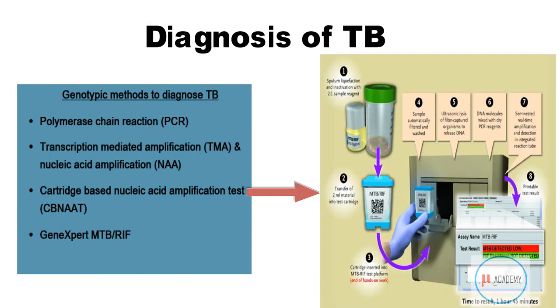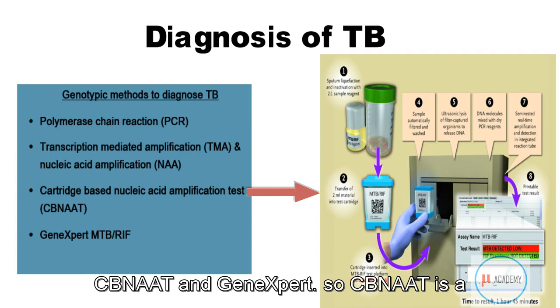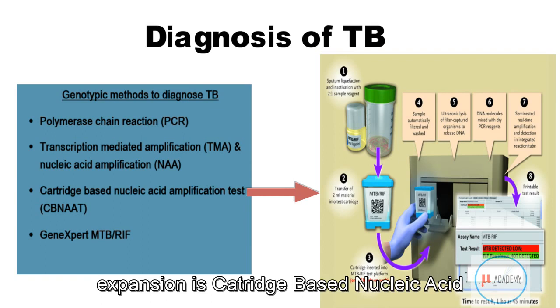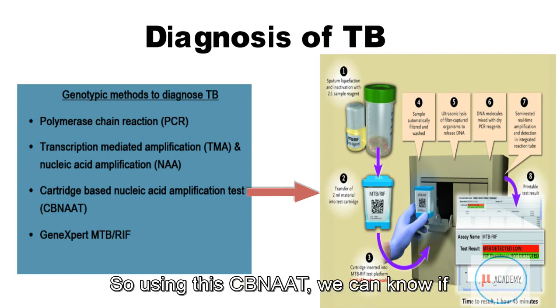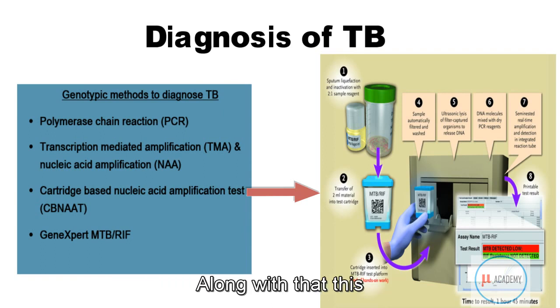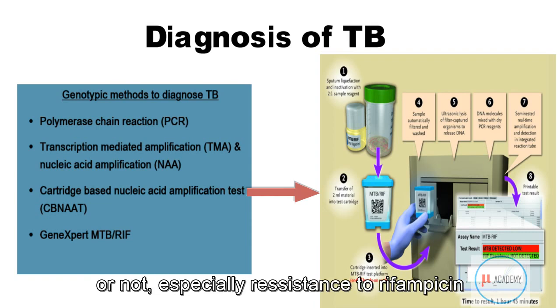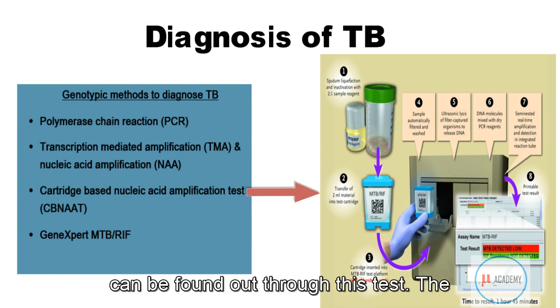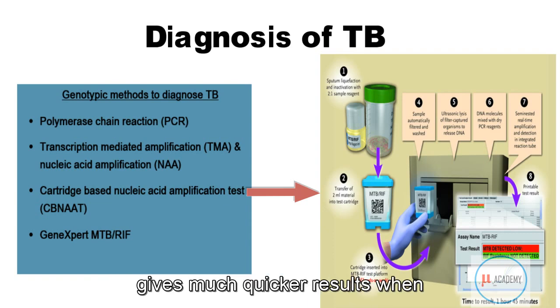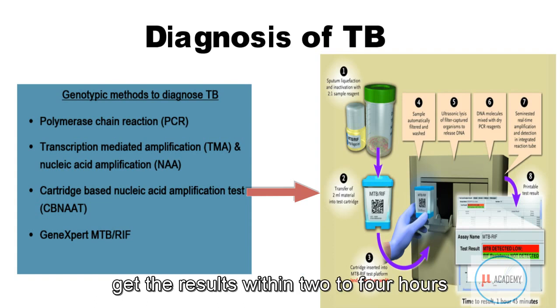CBNAAT is a second generation PCR method to diagnose tuberculosis. The CBNAAT expansion is cartridge based nucleic acid amplification test. Using this CBNAAT, we can know if the patient is positive for Mycobacterium tuberculosis. Along with that, this test also tells us if the patient has multi-drug resistant TB or not. Especially resistance to rifampicin can be found out through this test. The machine is a little expensive, but this gives much quicker results when compared to sputum culture. Here we can get the results within 2 to 4 hours.